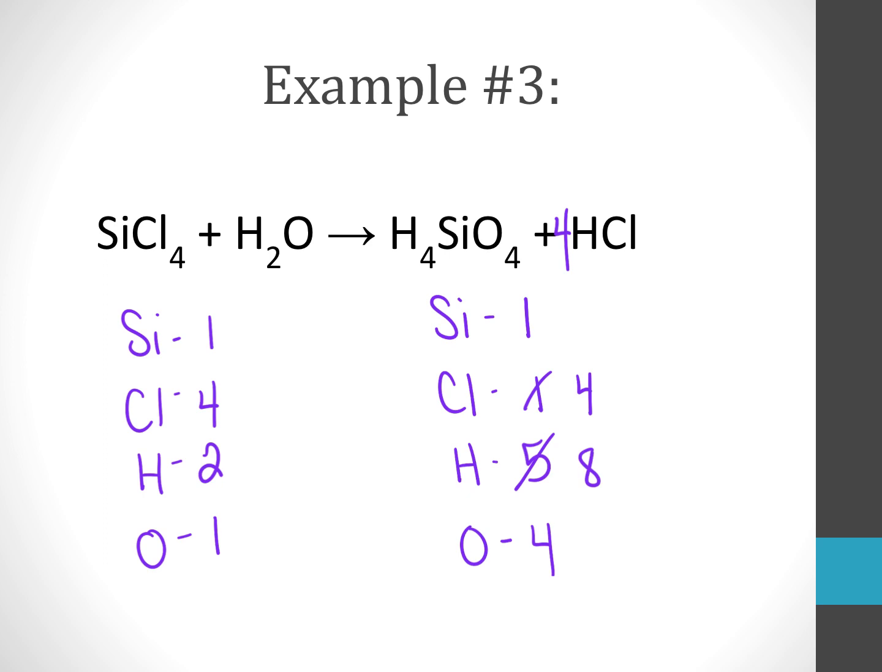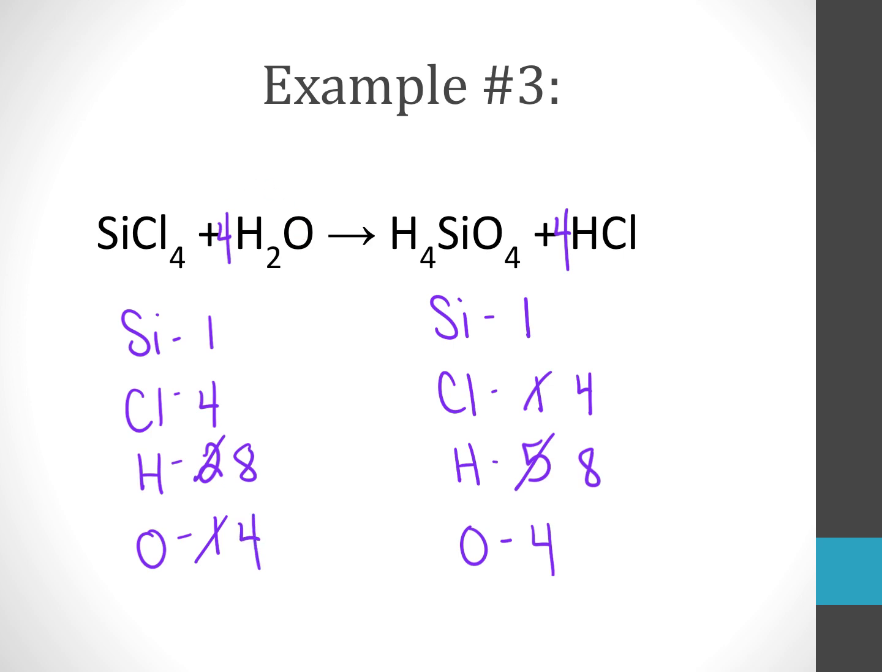Okay, so if I just keep going down the list, the right side now has 8 hydrogens. So what do you have to add over here to get this one to 8? 4. Okay, so now hydrogen's balanced. And then what other element did that one affect? Oxygen. How many oxygens are there now? 8, just on this side. This 4 just distributes. 4. So there's 4.